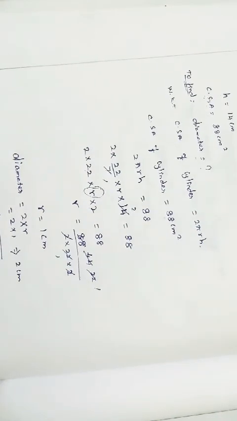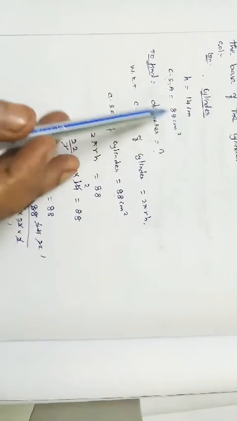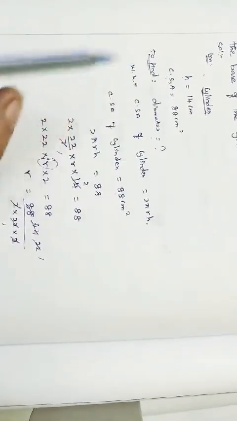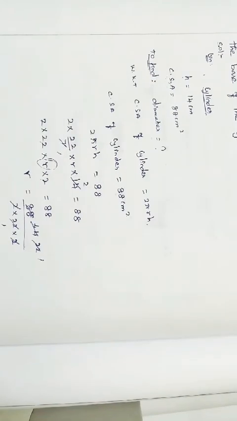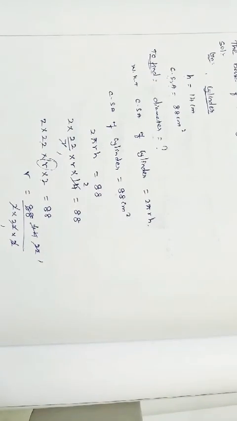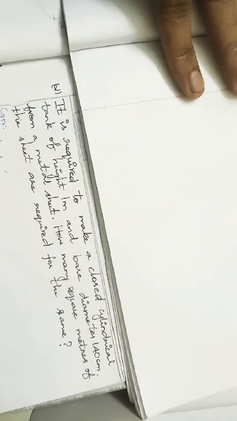So this is very, very important. Whenever we have some values, we have to equate them with the constant formula. That's very important. CSA, TSA and volume, not only these, for all formulas, we have to equate with the constant formula.